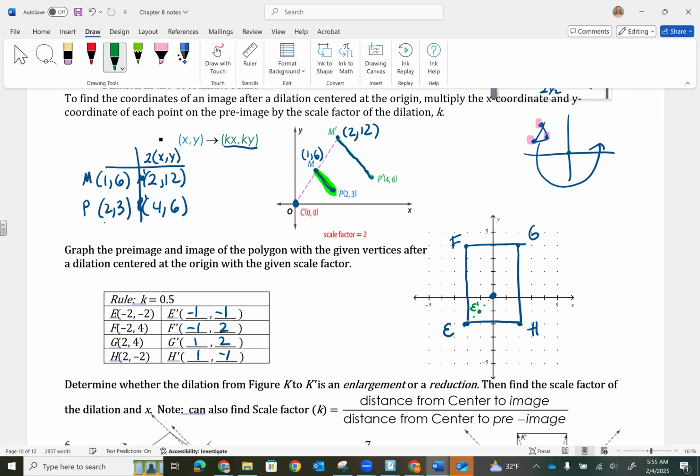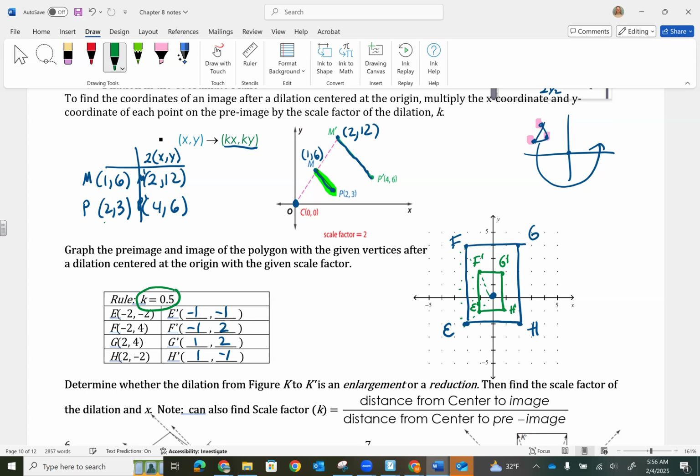Very cute. -1, 2. This is F prime. Again, it's half the distance from the origin of the original point. And this segment F prime, E prime, is half the length of the original segment. If you count the little cubes, you can do 1, 2, 3, 4, 5, 6, and this should be 3. So yes, it's half the length of the original segment, because our scale factor K is half. And then we've got G prime, and then over here would be H prime.